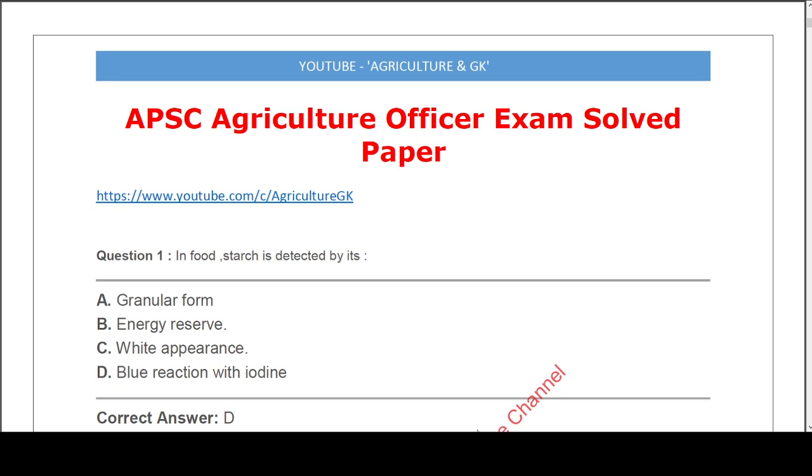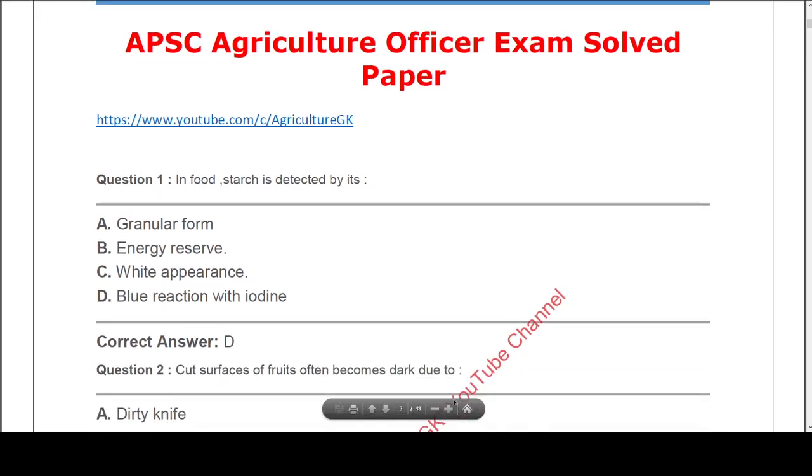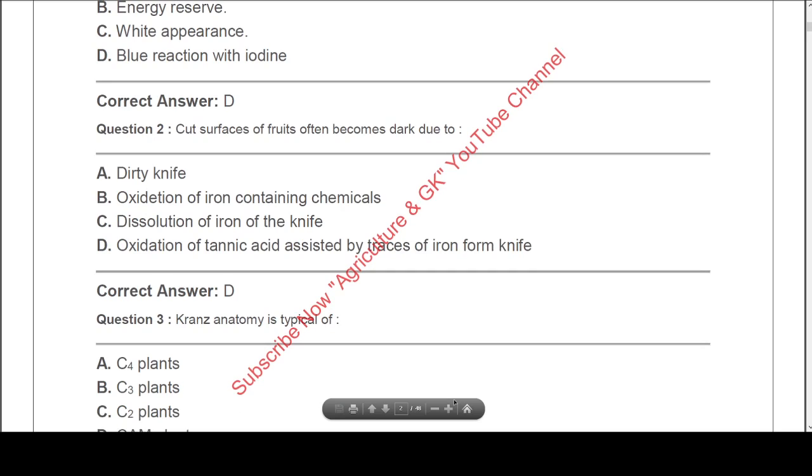आपका पहला क्वेश्चन है, in food, starch is detected by its option D, blue reaction with iodine. And the cut surfaces of the fruits often become dark due to, option D, oxidation of tannic acid assisted by traces of iron from the knife.